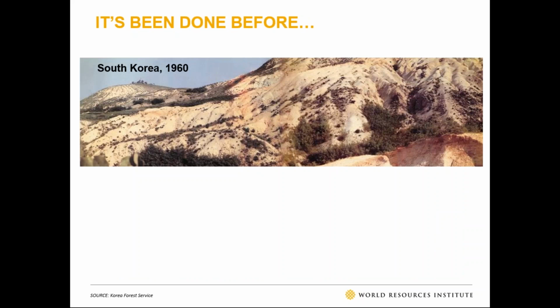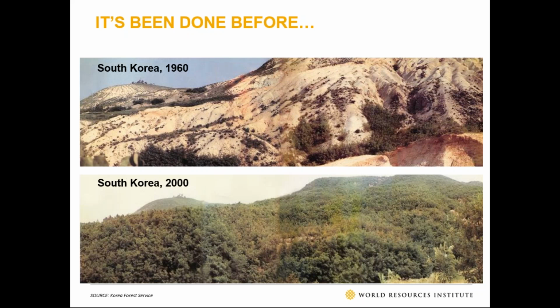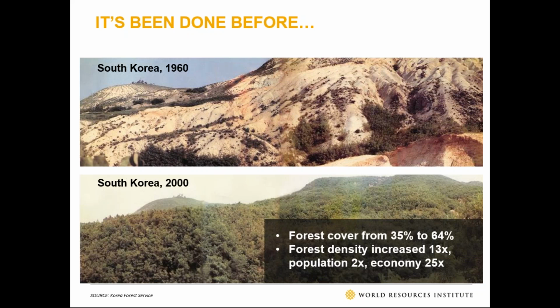And here's a couple examples just to give you a flavor. South Korea was one of the case examples, and here you see an image of a landscape in South Korea just after the Korean War, and that same landscape about a decade ago. South Korea is quite a fascinating example of forest landscape restoration, in that forest cover almost doubled, increasing from 35% to 64% of the land. Forest density increased 13-fold at the same time as the population doubled and the economy grew 25-fold.